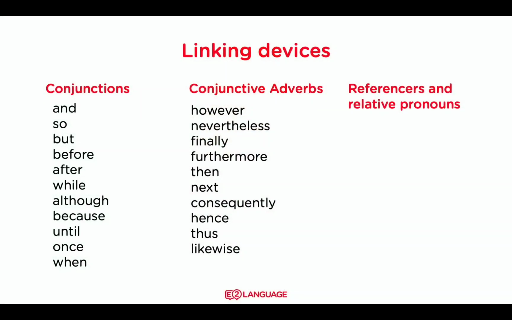The third column is references and relative pronouns. These are words like it, they, that, these, those, them, such, ones, which. Again, words that I'm sure are very familiar to you, but you might not think of them when you're thinking about linking words. However, these are probably the most effective linking words. They stick your sentences together smoothly and naturally.